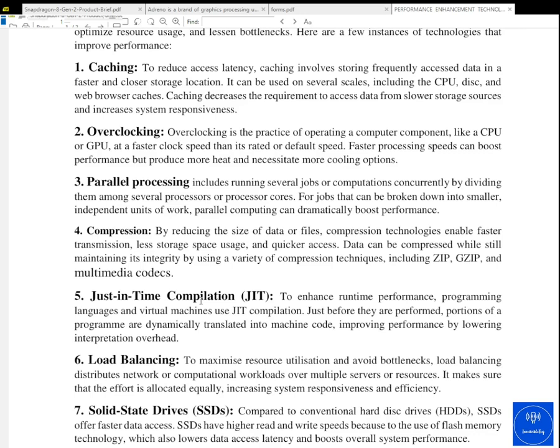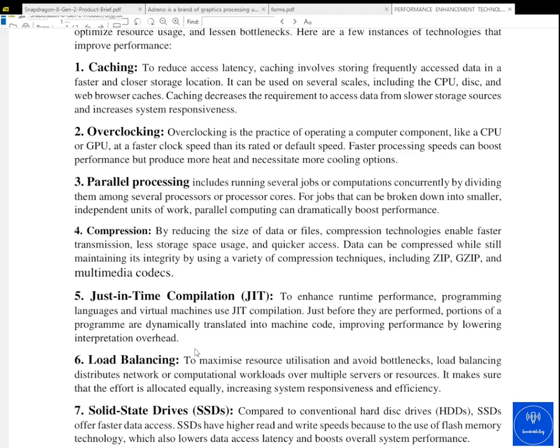So data can be compressed while still maintaining its integrity by using various technologies that are there. We have zip, we have gzip, and we also have a technology such as multimedia codec. So those are some of the technologies used to compress data in order to reduce their size to facilitate efficient and fast transmission over the network.